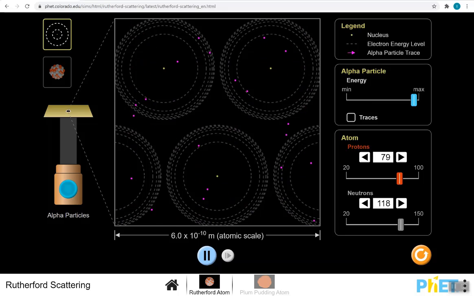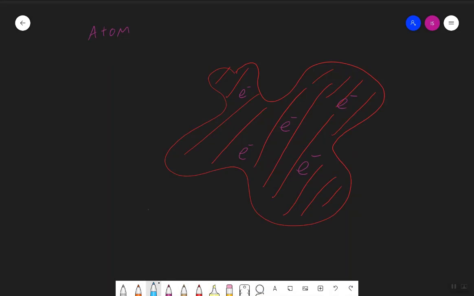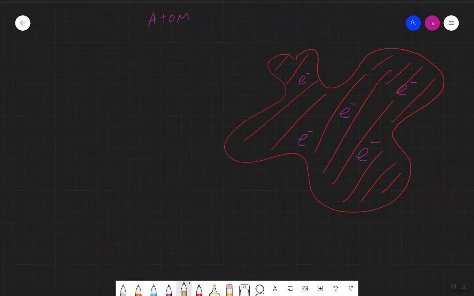Every so often they will deflect. And what he determined was an atom is mostly just space. But at the center of an atom, there is a small little positive bit, and he called this the nucleus. Rutherford determined that this is how an atom actually looks.